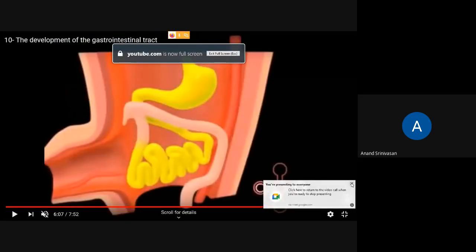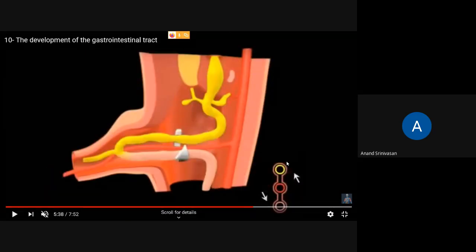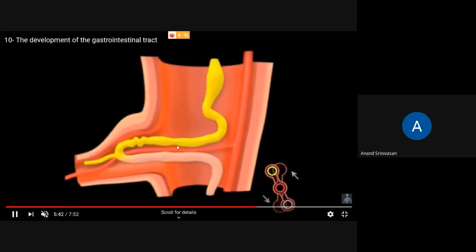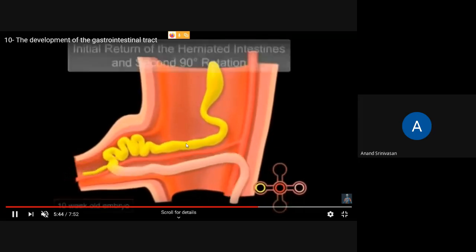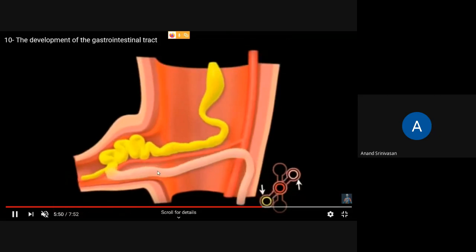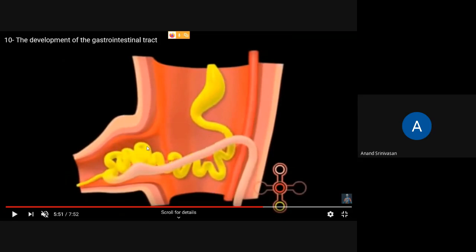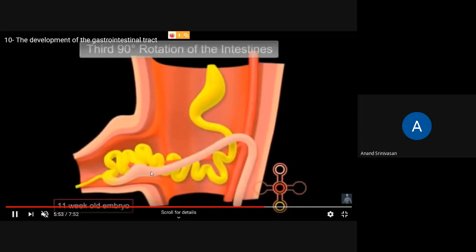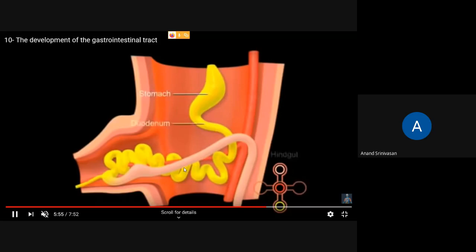Now, once again, I'm just repeating the rotation. During the first 90-degree rotation, the cranial limb foldings increase. The midgut is initially protruding through the umbilicus. Then during the next 90 degrees, the convolutions increase and there is the formation of the cecal bud. And during the last 90 degrees, the cranial limb goes inside first, and then the caudal limb goes.